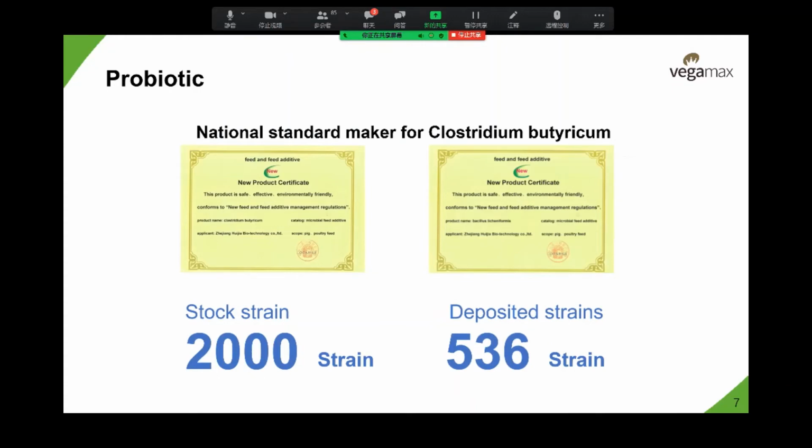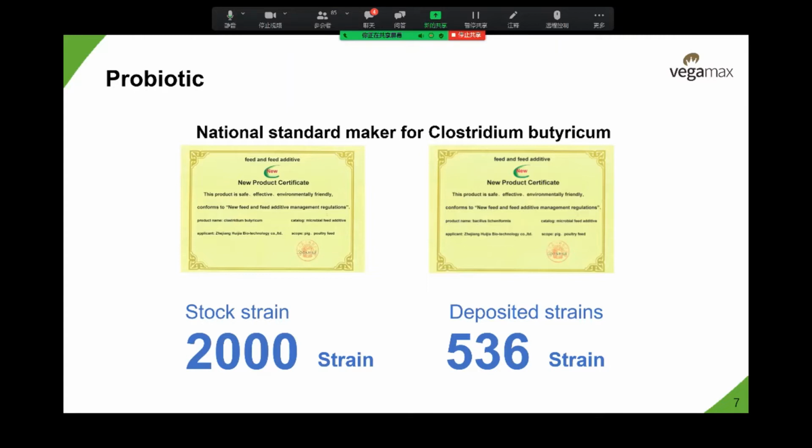For probiotics, we got 2 innovative certificates for Clostridium butyricum and Bacillus licheniformis, which means that we were the first legal producer in China several years ago. Since we are the first producer, we are also the standard maker for Clostridium butyricum and Bacillus licheniformis.